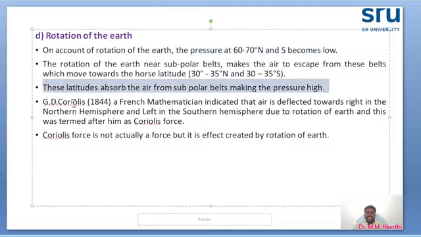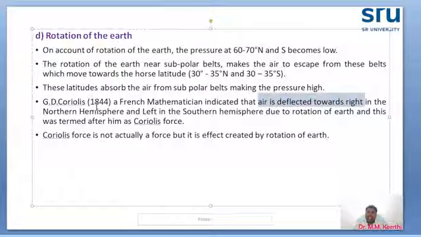Okay, based on G. G. Coriolis, in the year 1844, the French mathematician indicated that air is deflected towards the right in the northern hemisphere. So air, based on the Coriolis effect, will be deflected towards the right in the northern hemisphere, and to the left in the southern hemisphere. Why? Due to the rotation of the earth. This was termed after him as the Coriolis force.